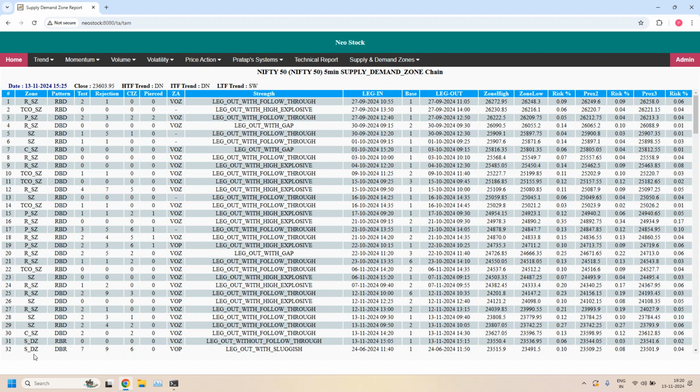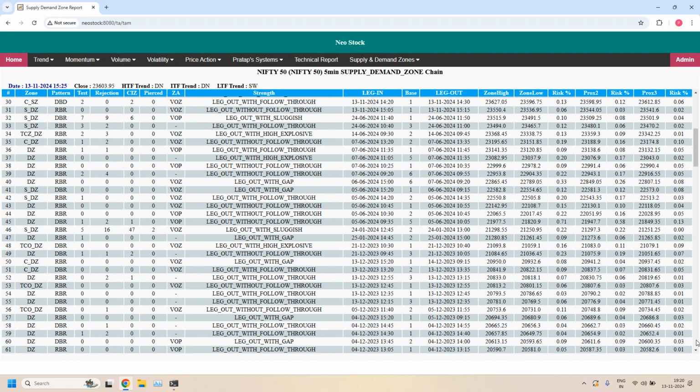And all these supply zones, only last two demand zones. So I am scrolling the list down so that you can look for more demand zones. Okay, this is about NIFTY supply demand zone chain.